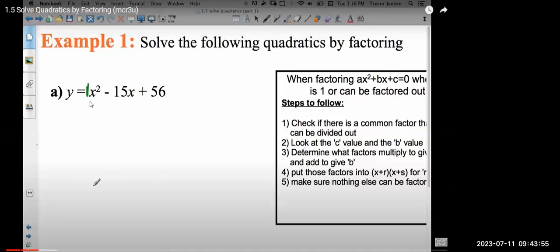Okay, so basically you can use product and sum to figure this out, right? Or you can use any of the other factoring processes that you learned in the past to figure this out. Because all you basically want to find out is how to turn this into factored form. Okay, so here is using product and sum.